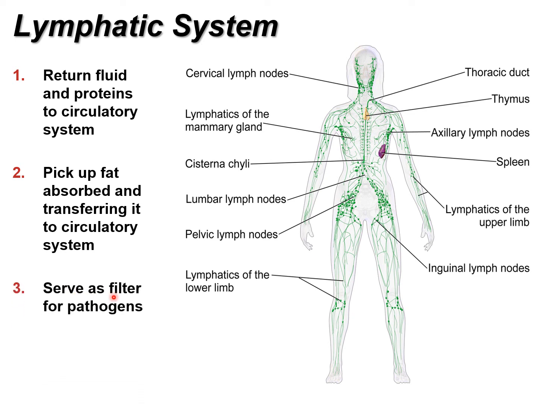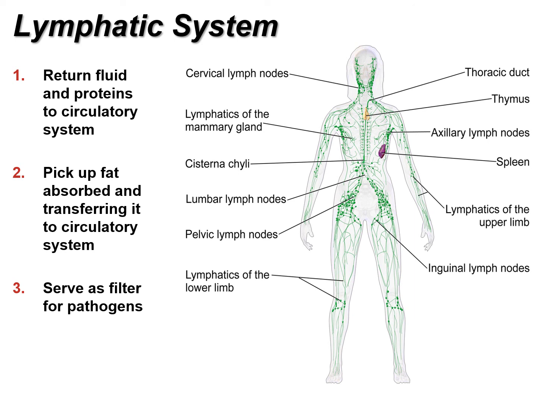The third function of the lymphatic system is primarily in these nodes, or in the spleen, or in the thymus, and that is an immunological function. We say it's a filter for pathogens. It's also a quote-unquote filter for cancer cells.